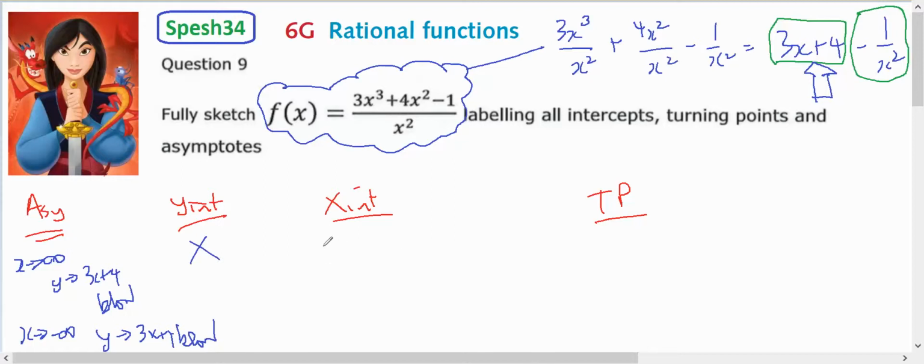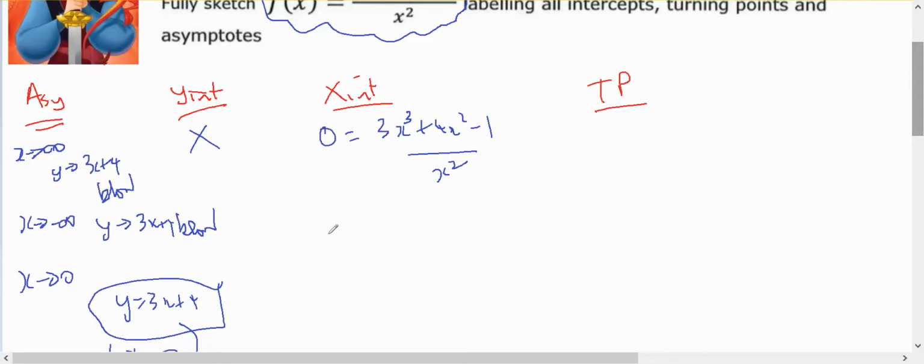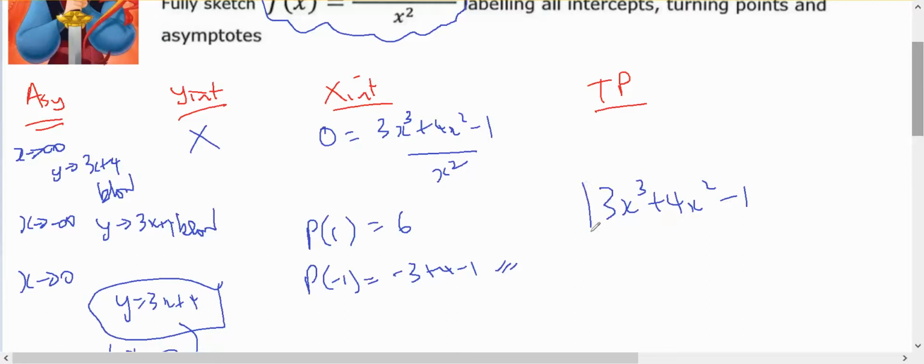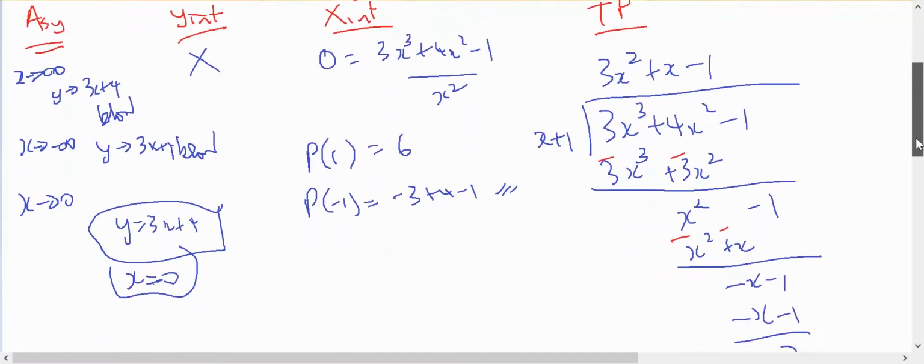To find the x-intercepts, I make f of x equal to 0. Since the denominator can't give me any solution of 0, it's only the numerator. And if I'm looking at the numerator, P of 1 will be 6, that's no good. P of negative 1 will give me minus 3 plus 4 minus 1, that's good. So therefore, if I go 3x cubed plus 4x squared minus 1 divided by x plus 1, I've completed that division and that gave me a remainder of 0.